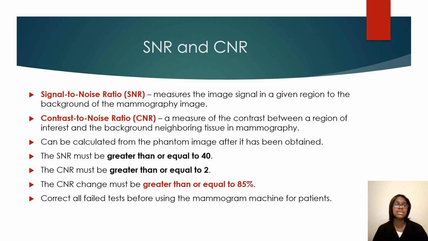For SNR and CNR, for your signal to noise ratio, measure the image signal in a given region to the background of the mammography image. Contrast to noise ratio is a measurement of the contrast between a region of interest and the background neighboring tissue in mammography. This can be calculated from the phantom image after it has been obtained. So at the bottom of the screen, after you're doing the QC, you can see where it says SNR, CNR. You'll just write down that number.